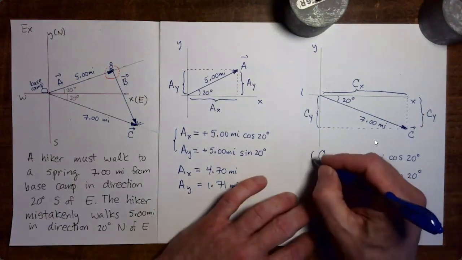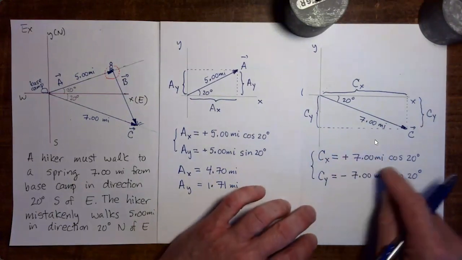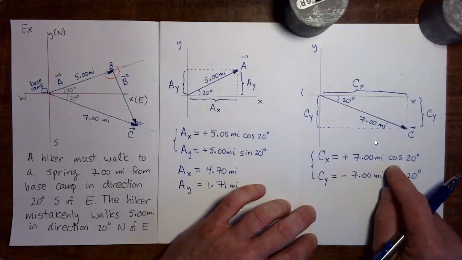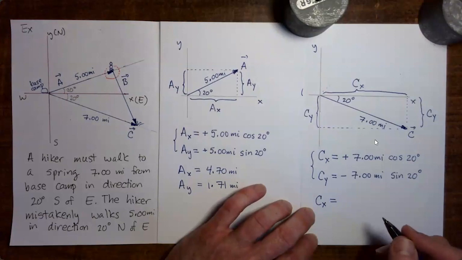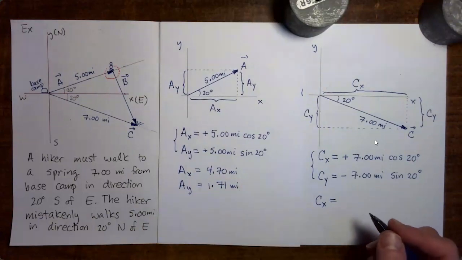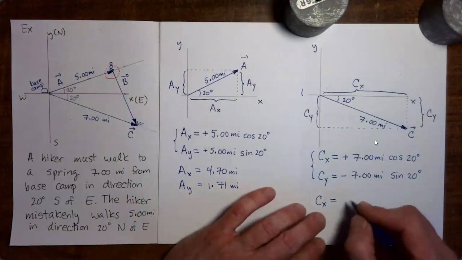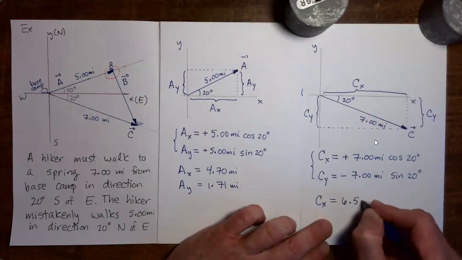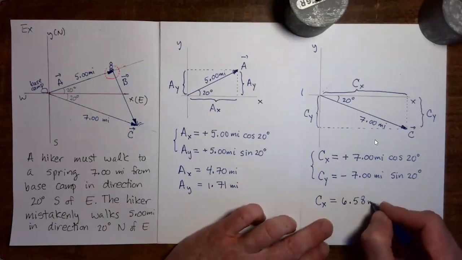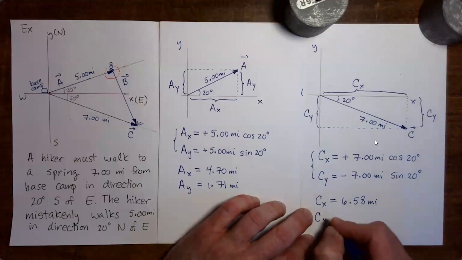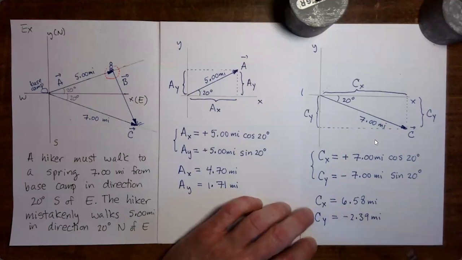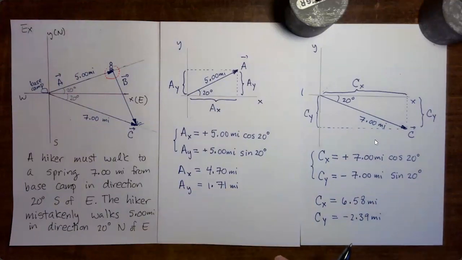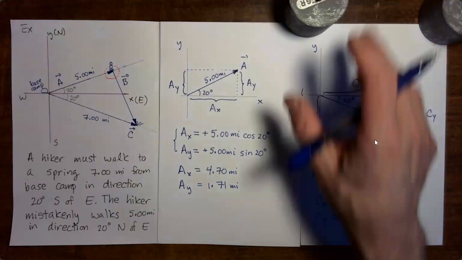Okay, so now that we have these expressions, you can put those into your calculator. And you get c sub x equals 6.58 miles. C sub y equals minus 2.39 miles. Okay, so now let's start wrapping up the problem.